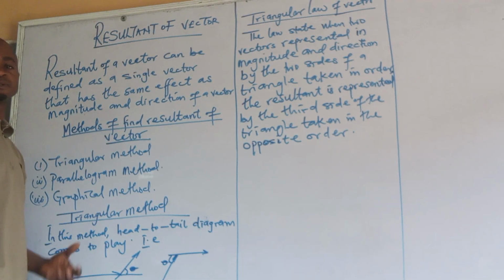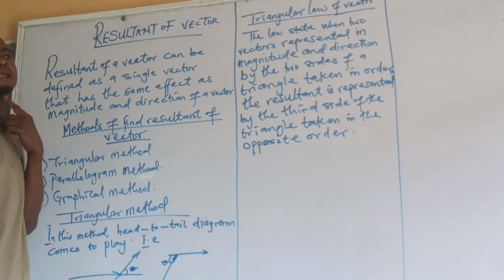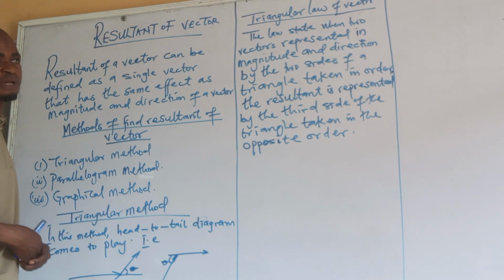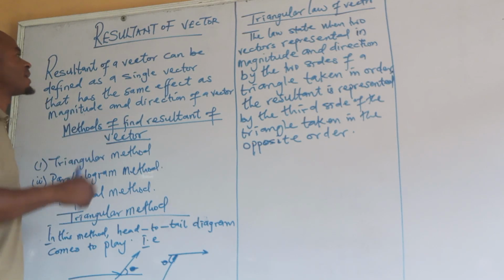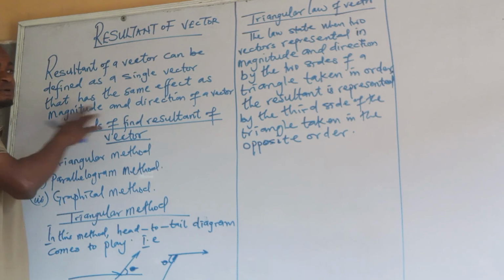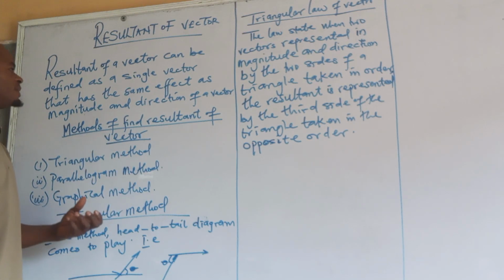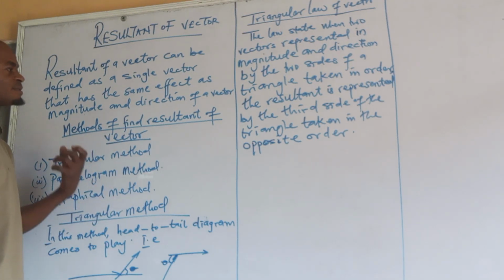Then what do we call a resultant of a vector? What is a resultant of a vector? It can be defined as a single vector that has the same effect as the magnitude and direction of a set of vectors.